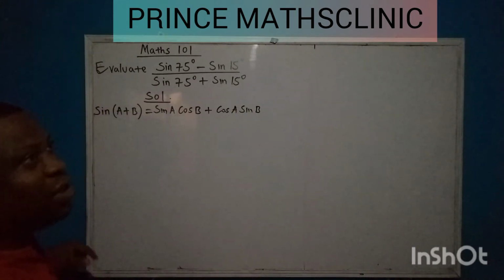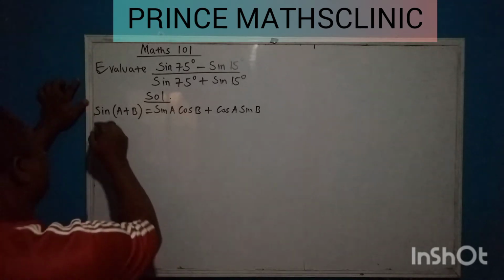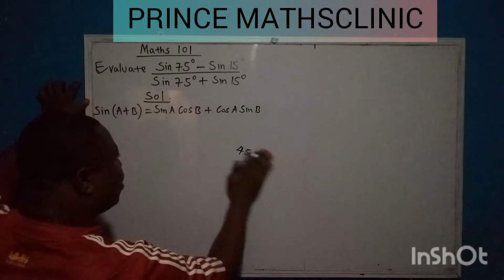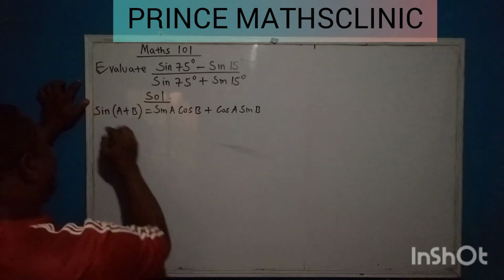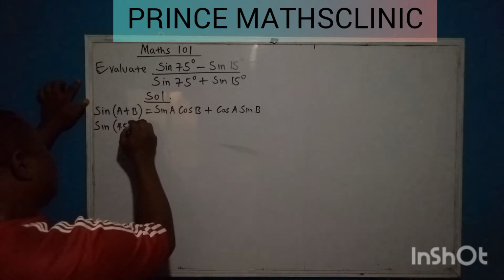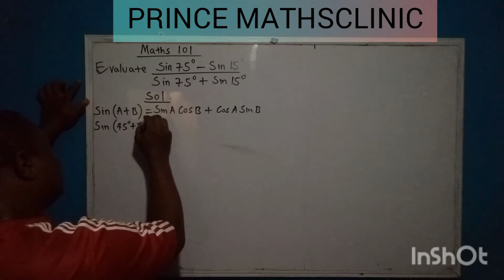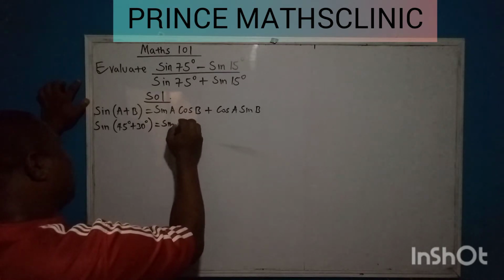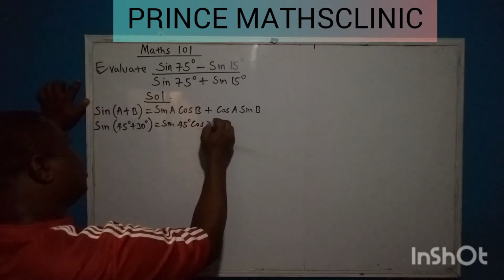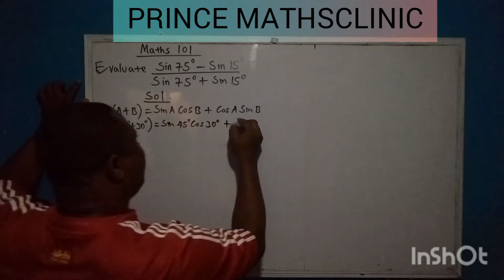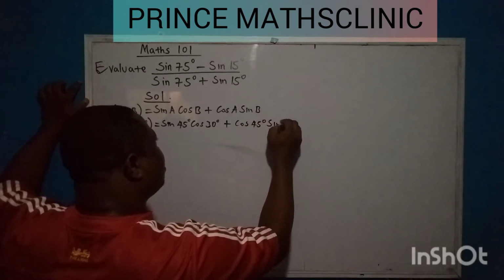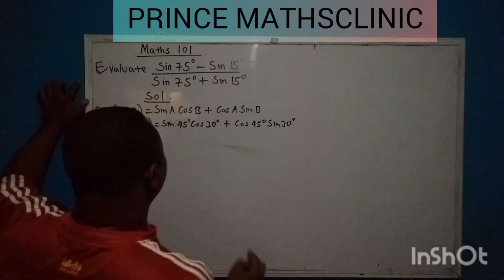Interestingly, sine 75 can be the sum of 45 plus 30 degrees. So having known that, we are going to apply it here by saying sine 45 plus 30 degrees will become sine 45 degrees cosine 30 degrees plus cosine 45 degrees sine 30 degrees.